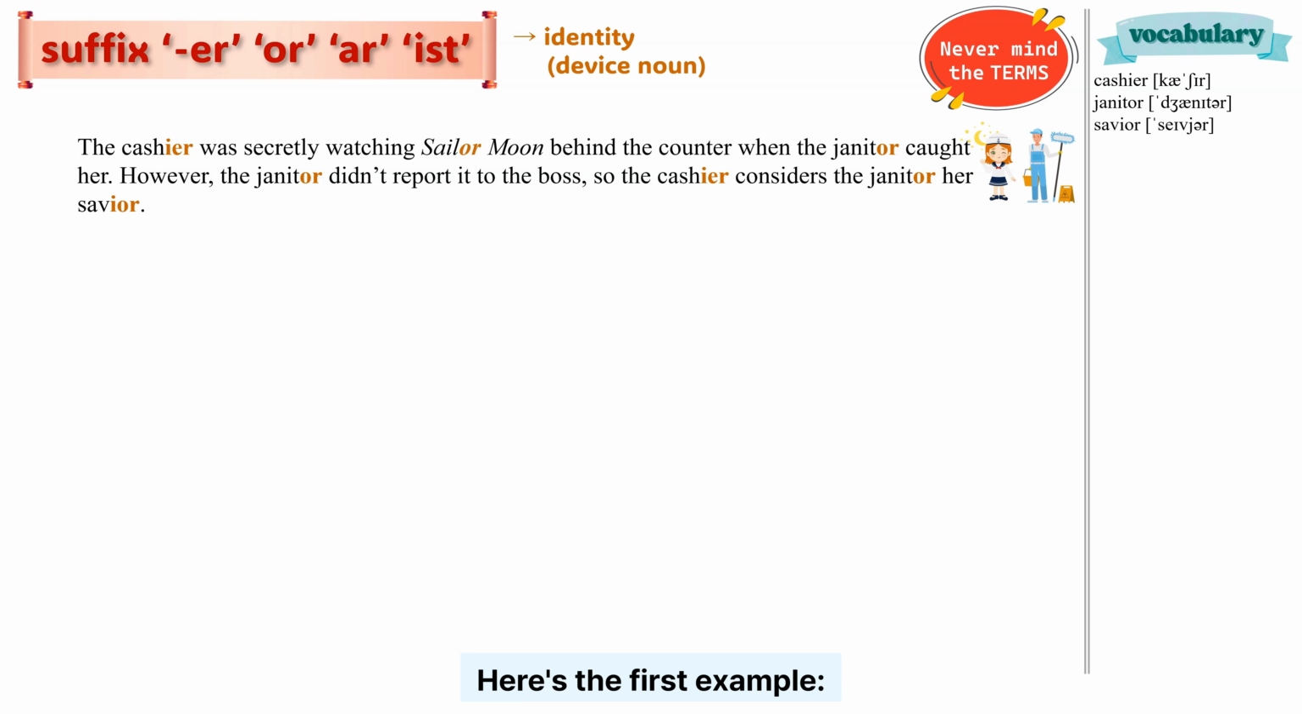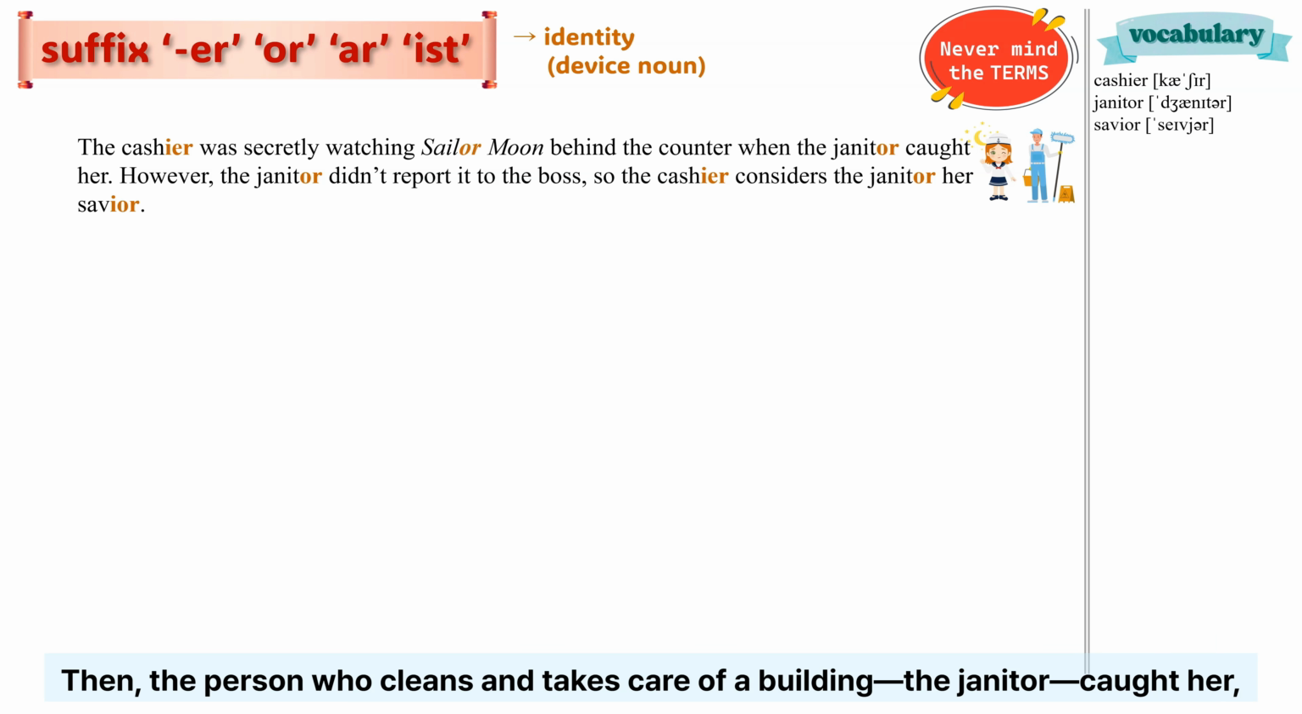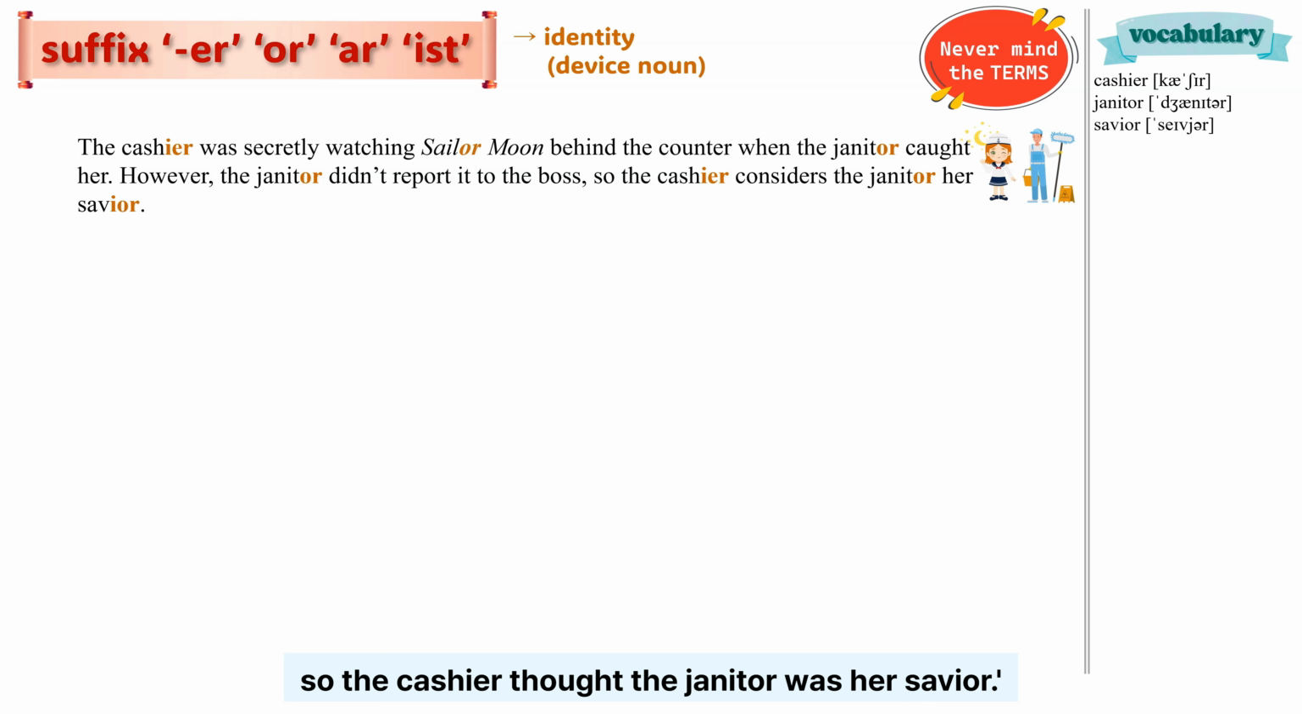Here's the first example. The person who takes money in a shop, the cashier, was secretly watching the seagull in the moonlight, Sailor Moon, from behind the counter. Then the person who cleans and takes care of a building, the janitor, caught her, but the cleaner did not tell the boss, so the cashier thought the janitor was her savior.